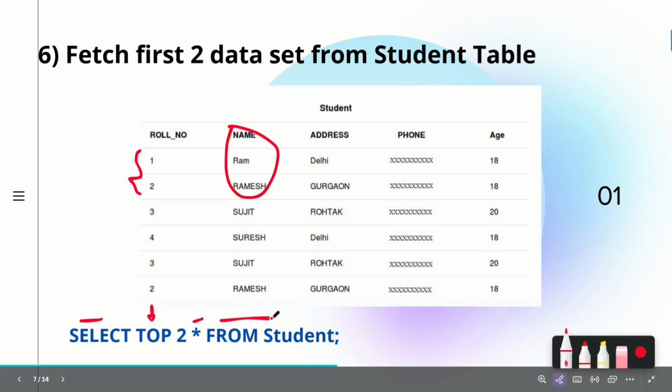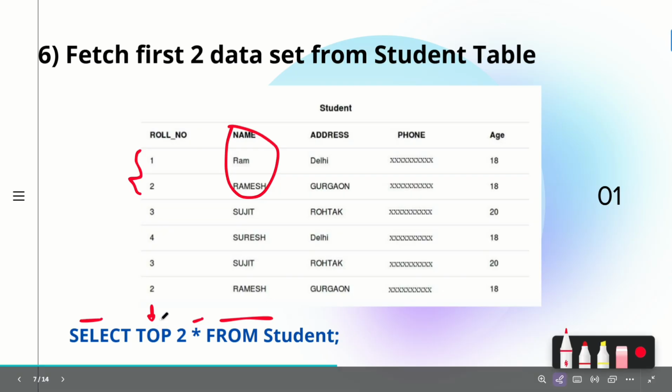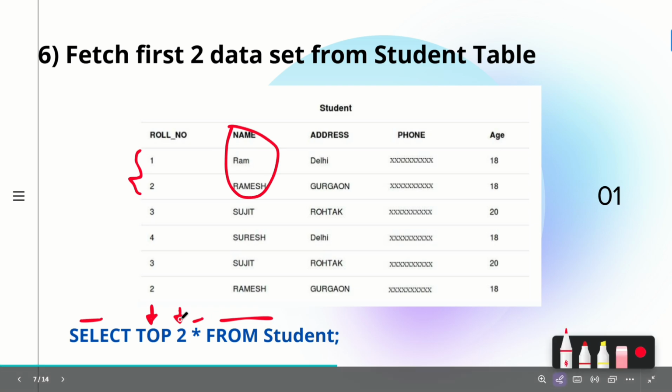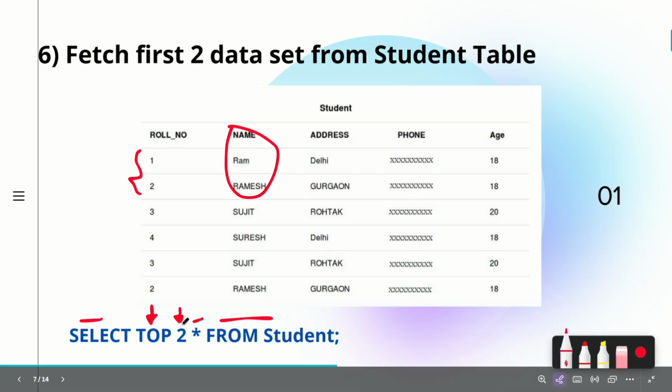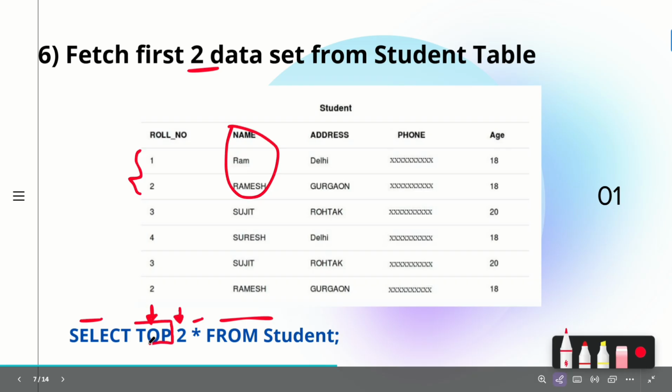FROM student, this is normal, because obviously you will be querying the data from your data table. But the important part to remember here is this TOP keyword. You will write the TOP keyword and then give the number. If the teacher or interviewer has asked you to give the first two toppers, you will give 2. If they have asked for the first 10 results, you will write 10. Whatever number is written in your question, you will write that. So TOP is a very important keyword. This is how you can fetch the first two data set from the student table.